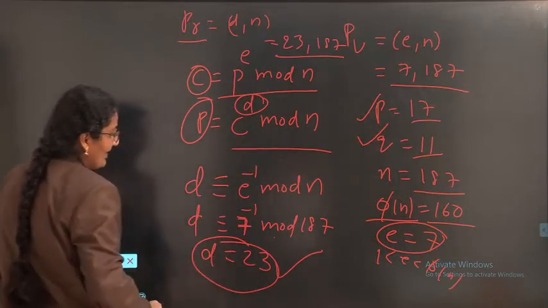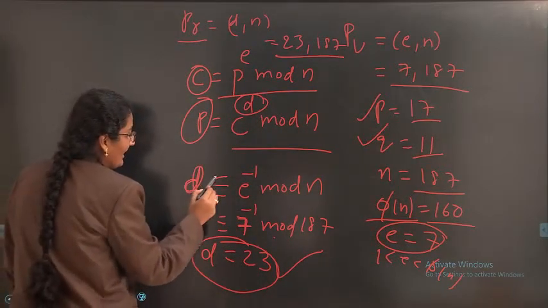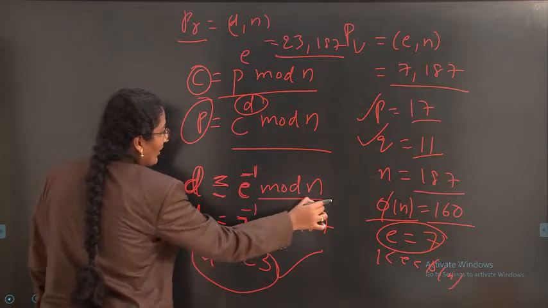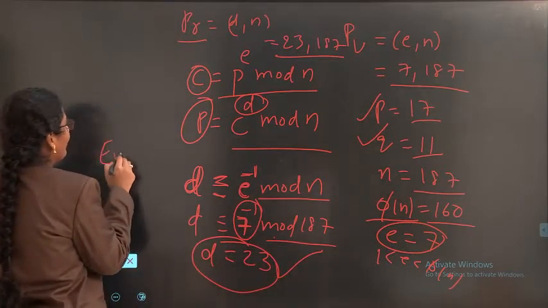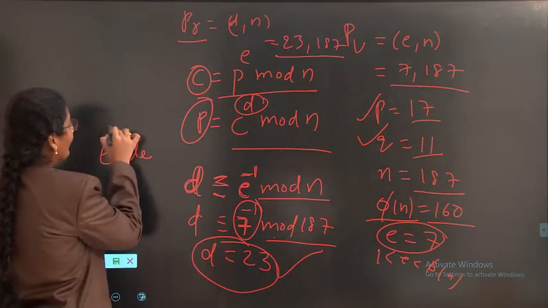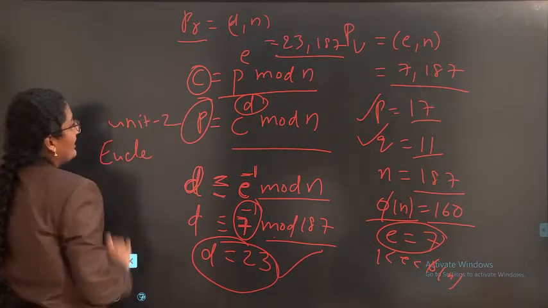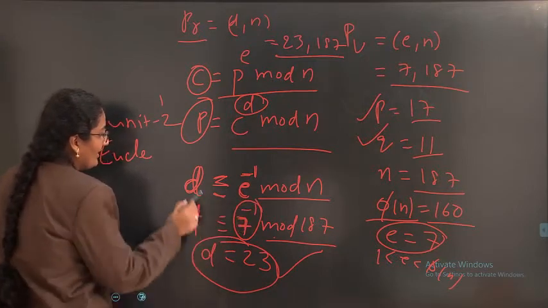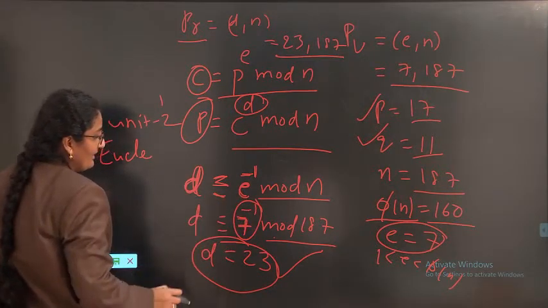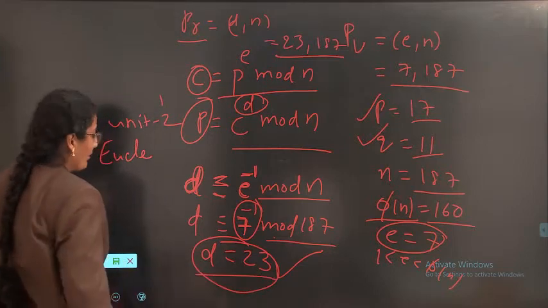How did we get this D equal to 23? D equivalent to E inverse mod N. E is 7, inverse mod 187. By using the Euclidean algorithm in unit 2. In unit 2 and unit 1 we have the Euclidean algorithm. By using the Euclidean algorithm we can apply it to the D formula and we can get D equal to 23.